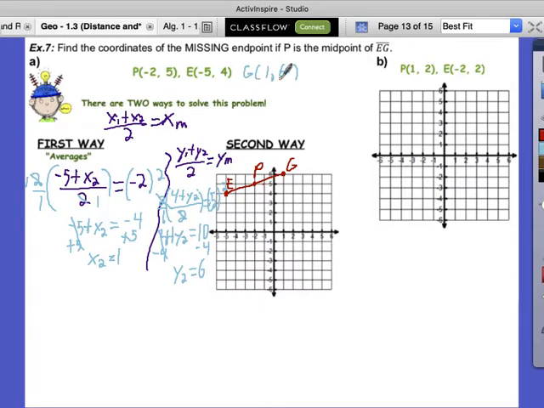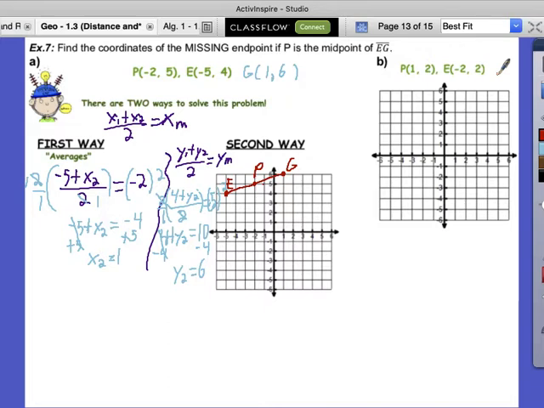Same idea here, okay? On letter B, I actually want you guys to try letter B. We have a graph here, so you can do that same method where we graph it. Or if you really want, you can do it the first way as well, where we did that math. Find the other endpoint, given that P is the midpoint and E is an endpoint. So go ahead and work on letter B.